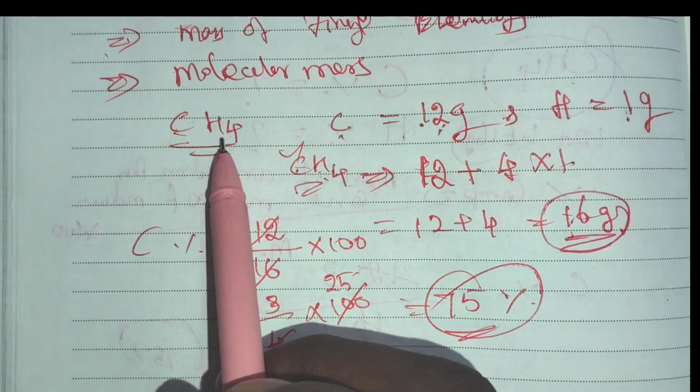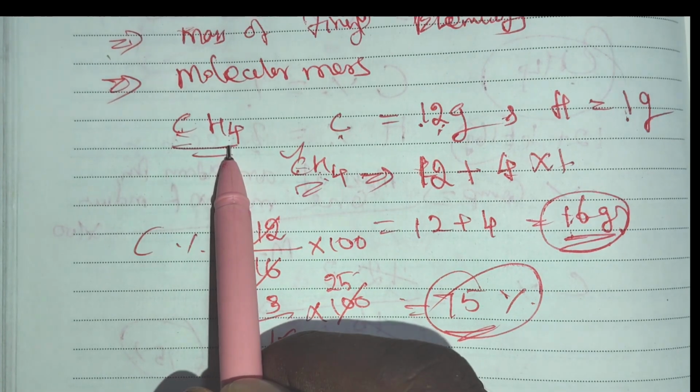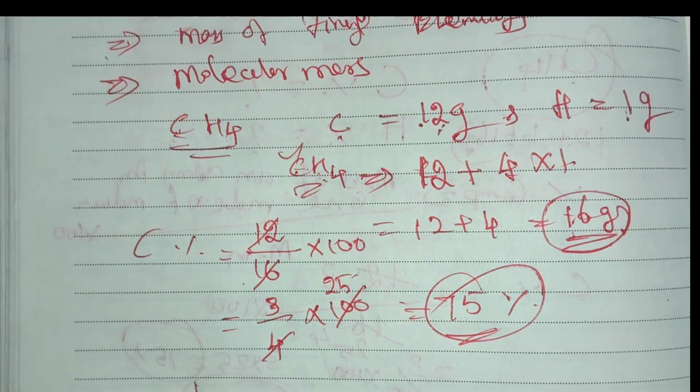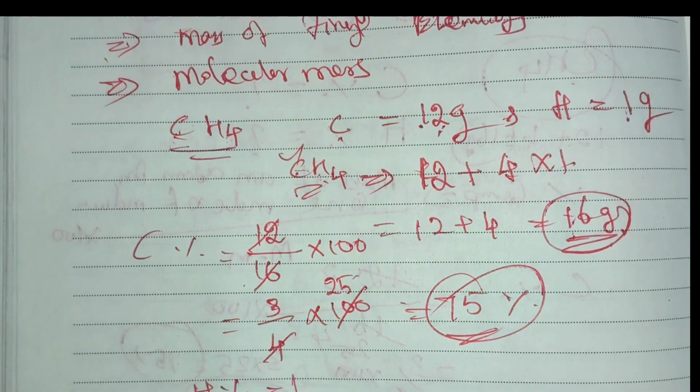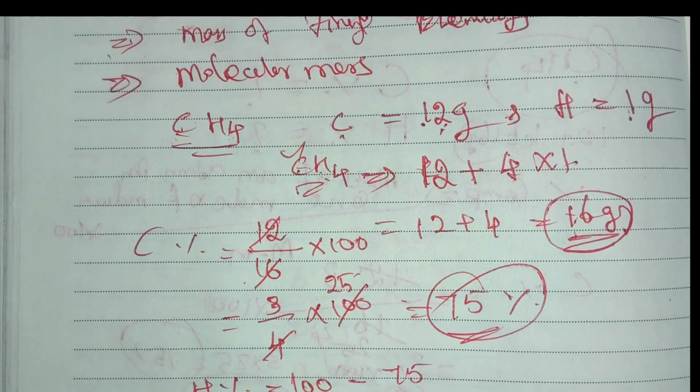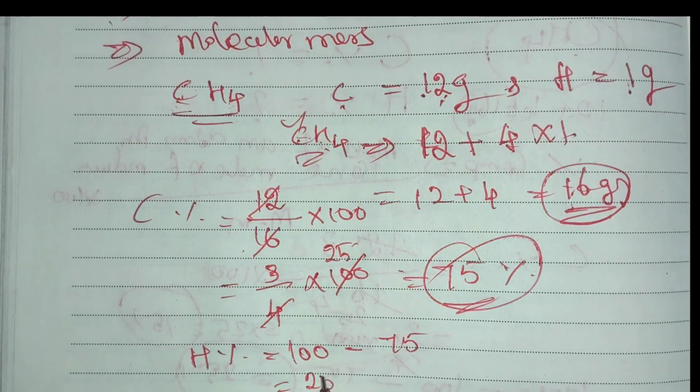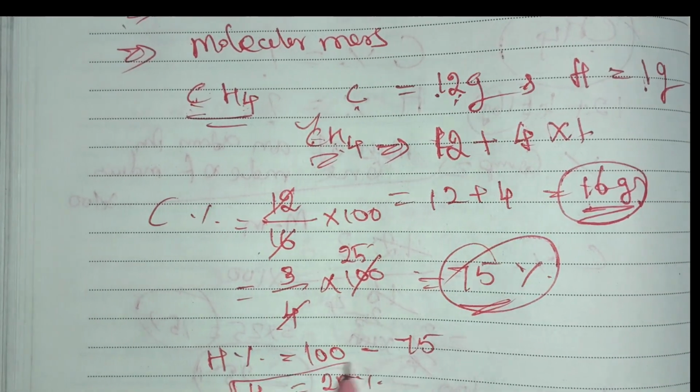Methane has only carbon and hydrogen, only two types of elements are present. So the percentage of hydrogen is equal to 100 minus 75. So we get 25 percent hydrogen present.